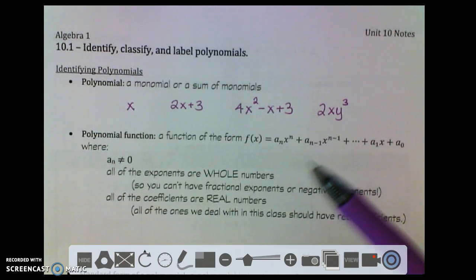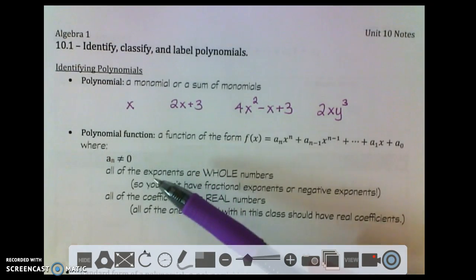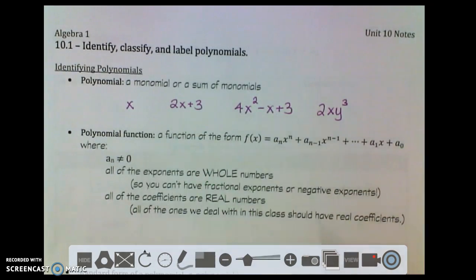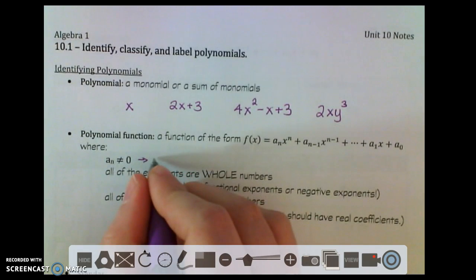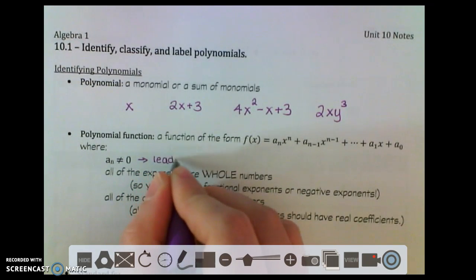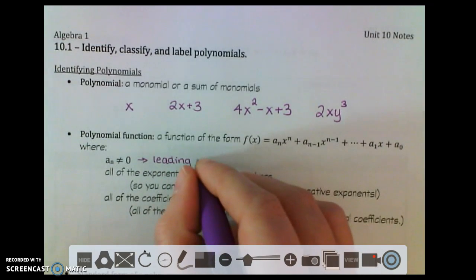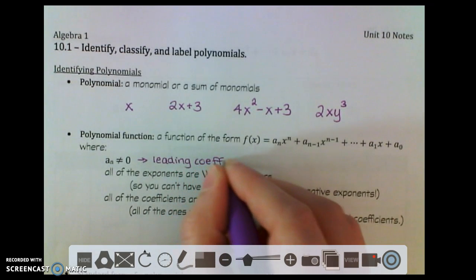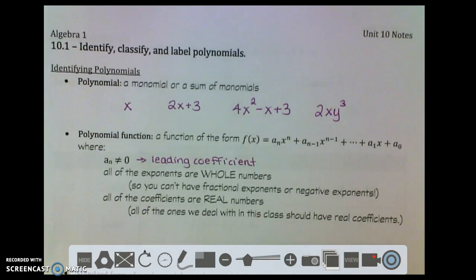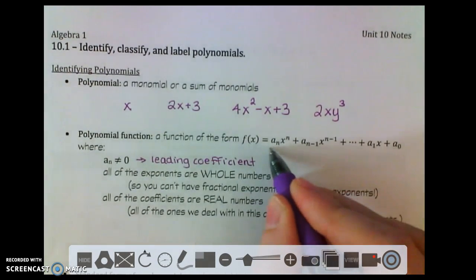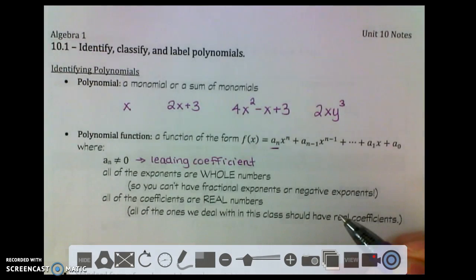So the things we need to understand here, a sub n, is just our coefficient. And in this case, specifically, it's our leading coefficient. And we'll talk about what leading coefficient means here as well. But for now, all we need to know is that the number right here can't be 0.